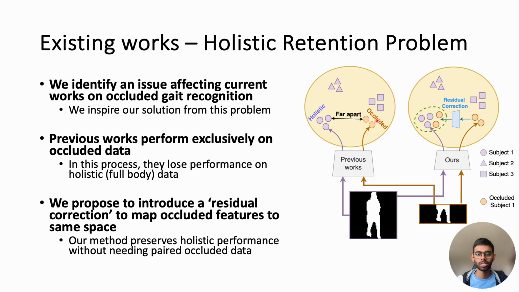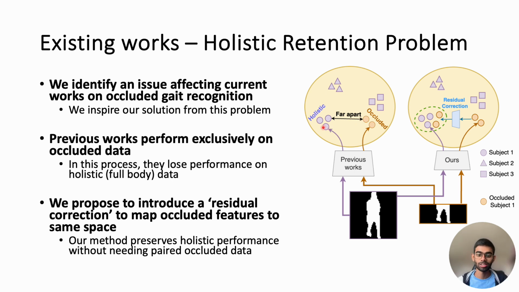Within occluded sequences, if both the probe and gallery are occluded, they will perform well, because they are trained on occluded data. But if the probe is holistic and the gallery is occluded, or vice versa, these embeddings are pretty far apart. So in the process of being trained on occlusions, they lose performance on the holistic full body data, or in the case where only one of the probe or gallery is occluded.